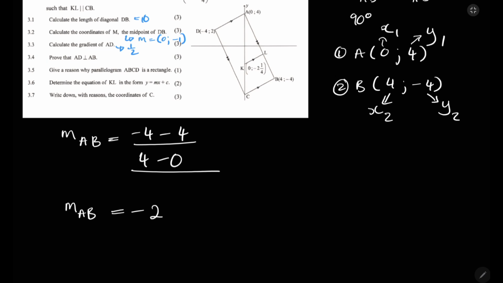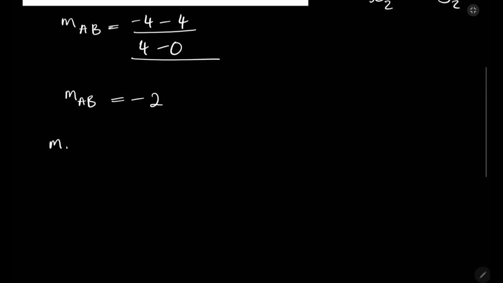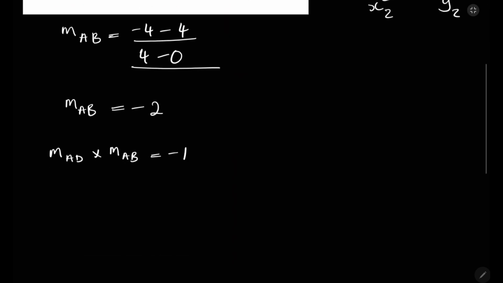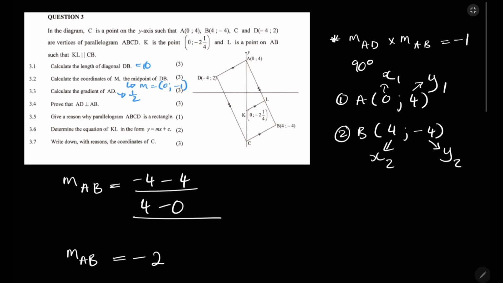Okay, so we have the gradient of AD times the gradient of AB. They should be equal to -1. What is the gradient of AD? It's 1/2 times the gradient of AB, which is -2. 1/2 times -2 is, we can put this in a bracket, -1. Therefore, AD is perpendicular to AB. You've proven this by multiplying the gradients.